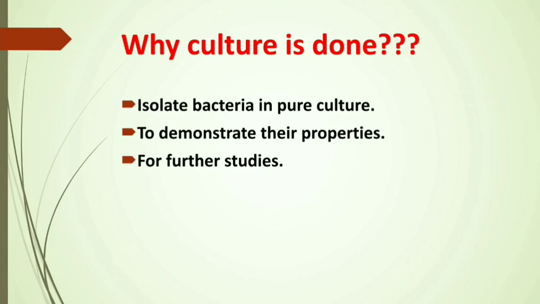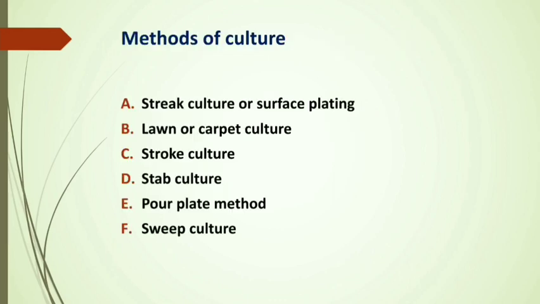You may wonder why we do culture of a particular specimen. It is done to isolate bacteria in a pure culture to demonstrate their properties and for further study of a disease. To inoculate a particular specimen into a culture media, we use different methods. The different types of methods used for culture are streak culture, lawn or carpet culture, stroke culture, stab culture, pour plate culture, and sweep culture.